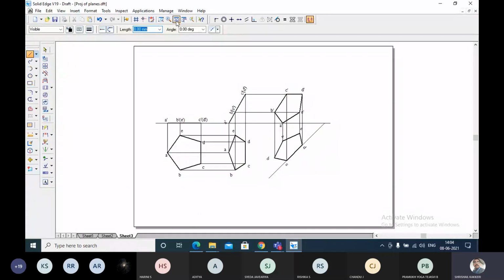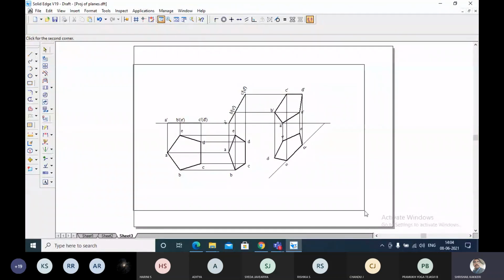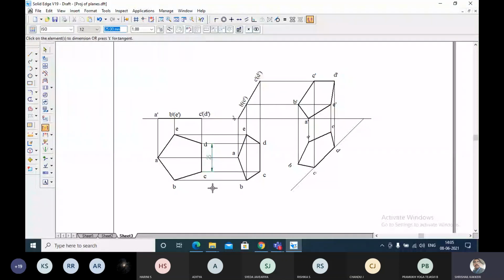And if you do the dimensioning here, it is of no use. Only what they have given us, those we have to do. A pentagon lamina of sides 25 mm. 25 mm we have to do, right?